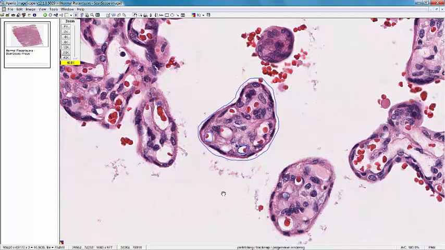Out here is the maternal blood space. Oxygen and nutrients cross from the maternal blood space into the fetal circulation in this direction. Carbon dioxide and waste products cross from the fetal circulation into the maternal circulation in this direction.